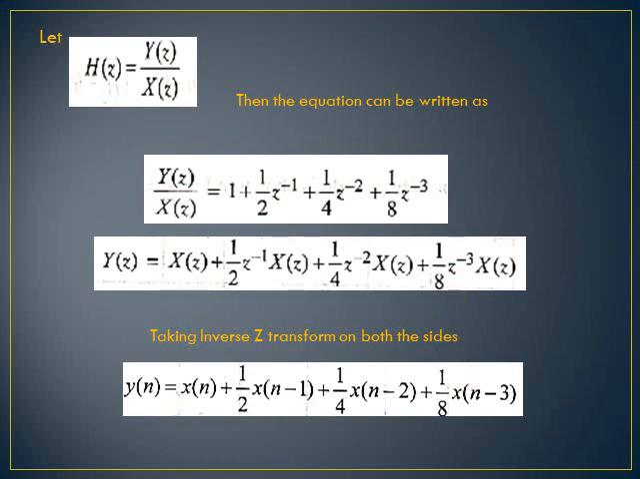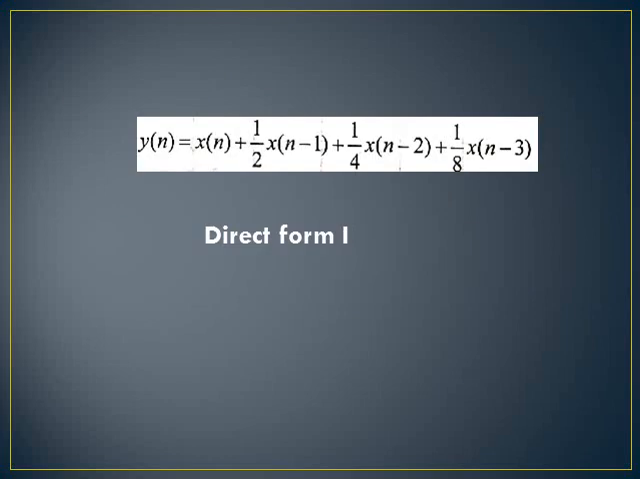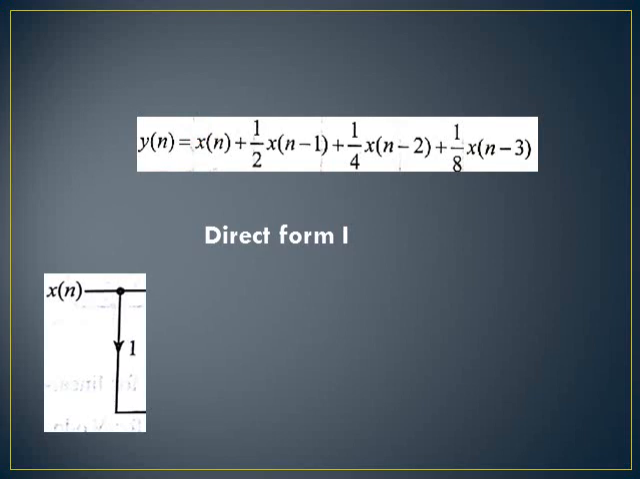So let's see how we can draw the direct form one for the FIR system. So this is the expression that we have got. Now look here, we have only zero system, we don't have poles here. So x(n) is my input, y(n) is my output. The coefficient of x(n) is 1. So let's try to draw the structure. So here, check it out. x(n) is an input, its coefficient value is 1. But at the same time, we have to add 1/2 into x(n minus 1). So we need to add one delay.